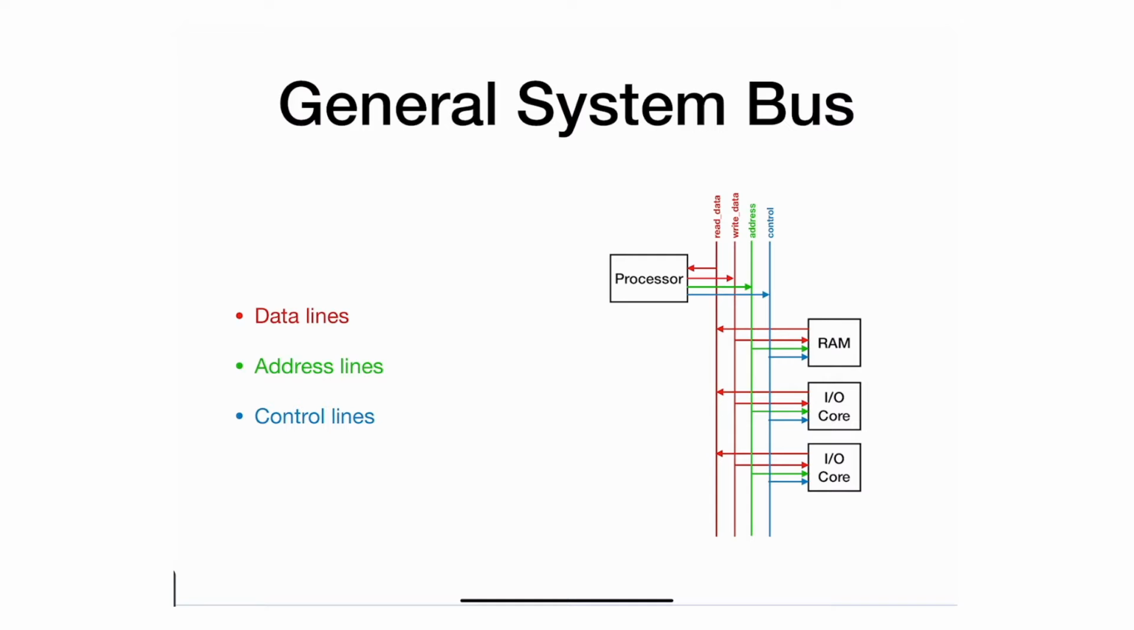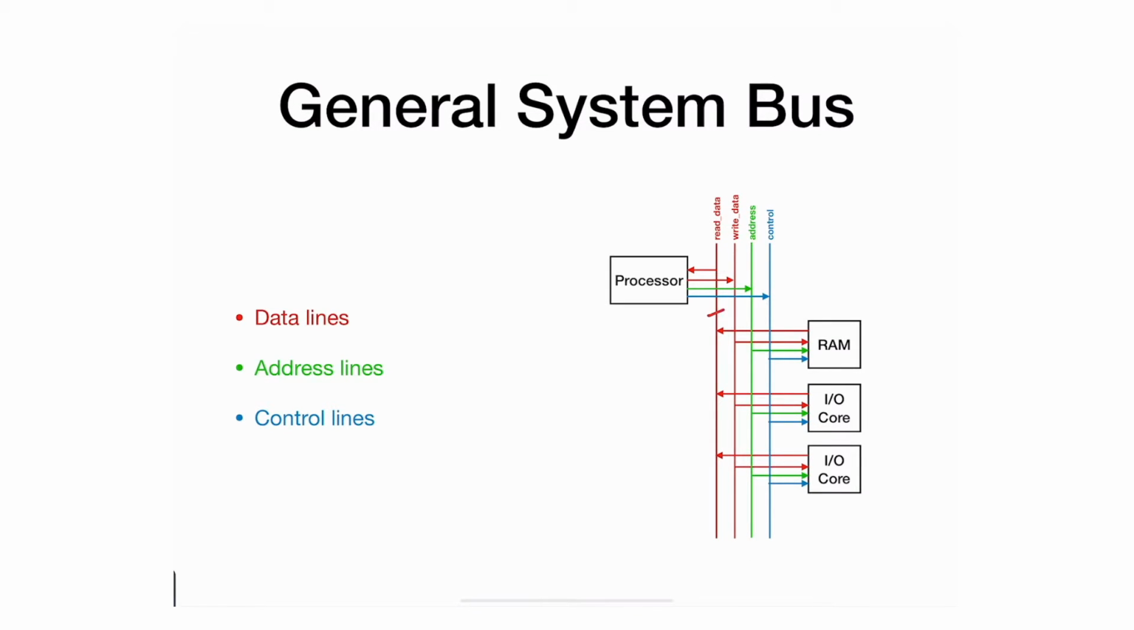And the width of these data lines, for example, if this is 32, tells me that the word length of that particular processor is about 32. Of course, this is not the only way, but generally speaking, if it's 32, we consider that processor to be 32 bits. And this is what we will have: a read line, or read data, and write data.